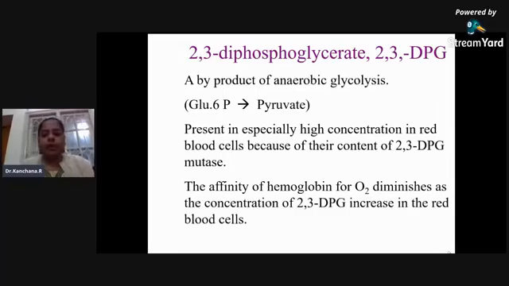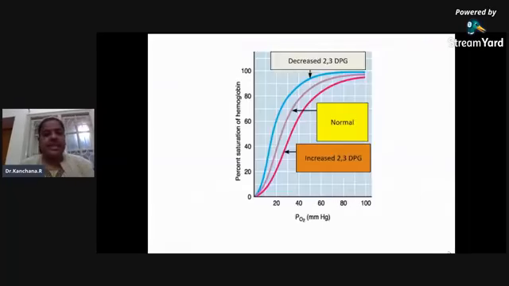Now, the affinity of hemoglobin for oxygen diminishes as the concentration of 2,3-DPG increases in the red blood cells. Now, with increased 2,3-DPG, the curve shifts to the right. With decreased 2,3-DPG, the curve shifts to the left. So when the curve shifts to the left, it means more affinity of hemoglobin for oxygen, and the curve shifts to the right in case of increased 2,3-DPG, that is, decreased affinity of hemoglobin for oxygen, and there is unloading of oxygen by the hemoglobin.